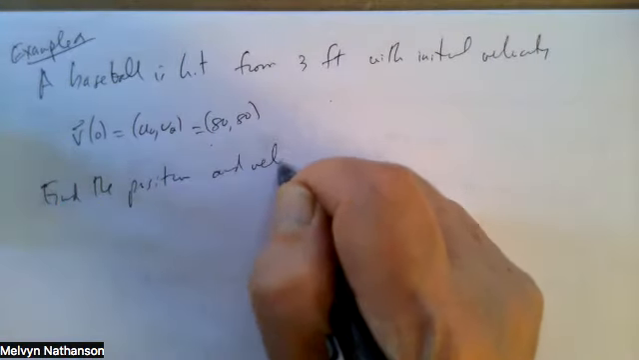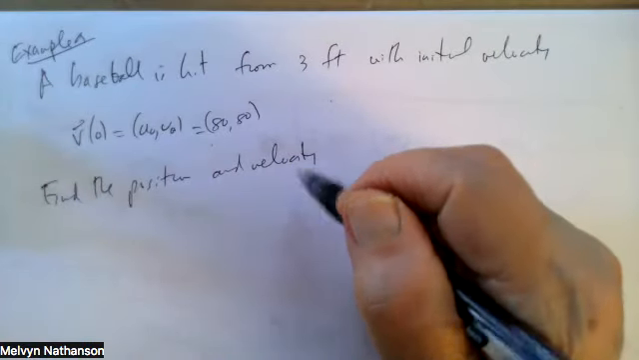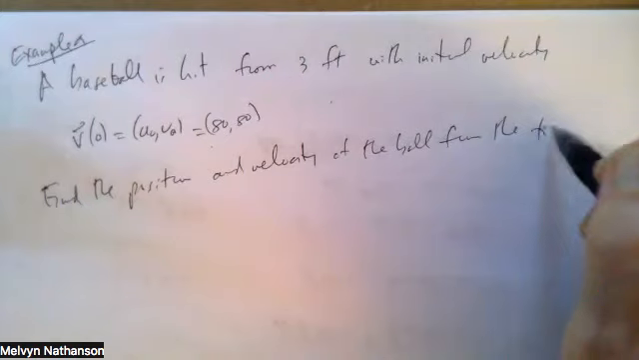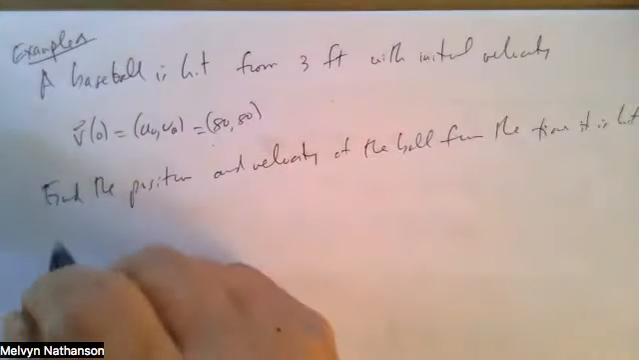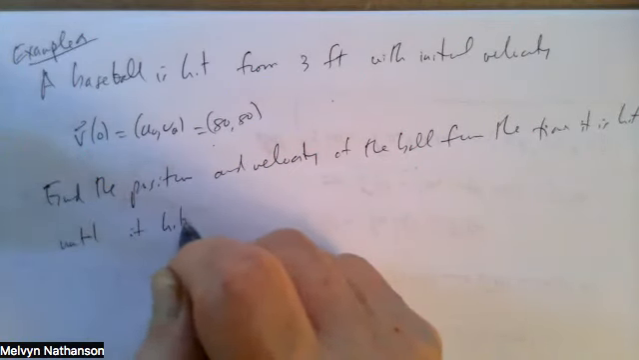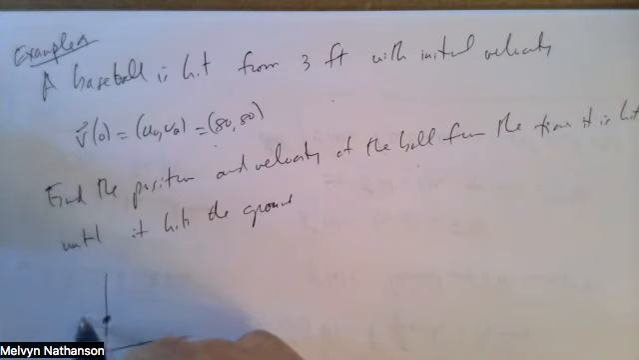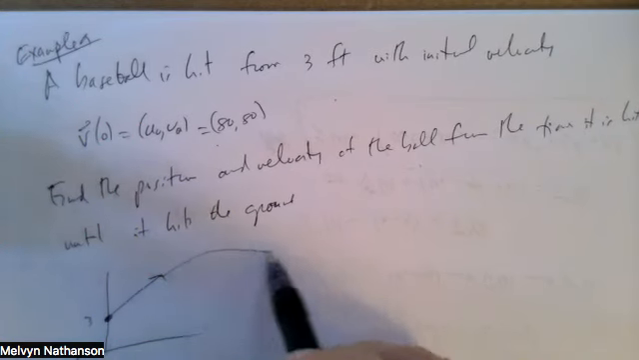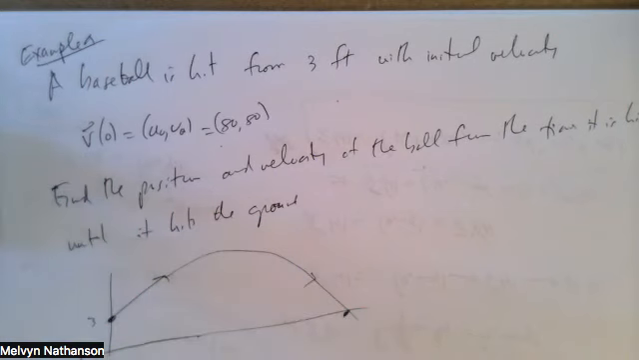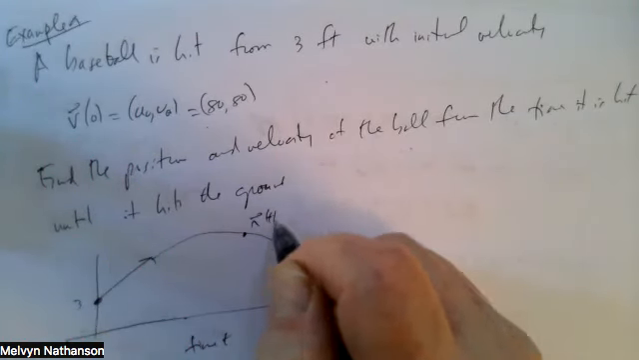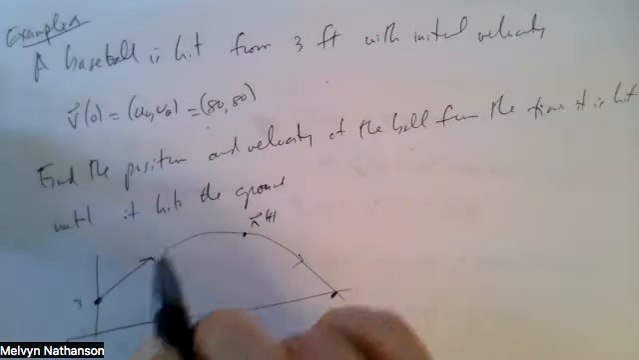Find the position and velocity of the ball from the time it is hit until it hits the ground. So you start 3 feet up, and the ball is hit, and it has some initial velocity like this, and it's going to move, and at some point it's going to hit the ground, and you want to know, as a function of time, t, what is r of t, what is its position, and what is its velocity?